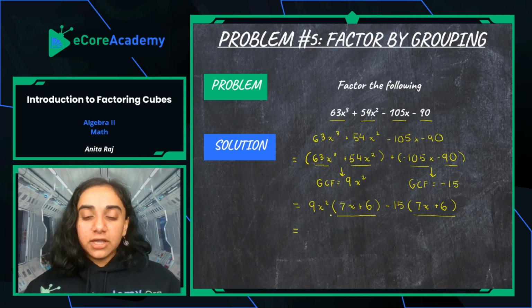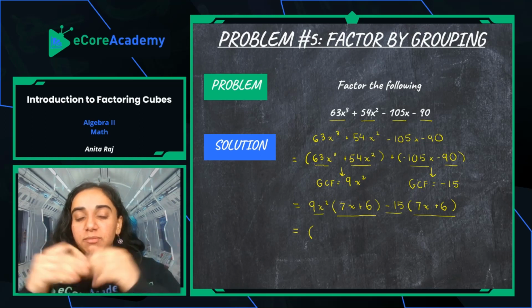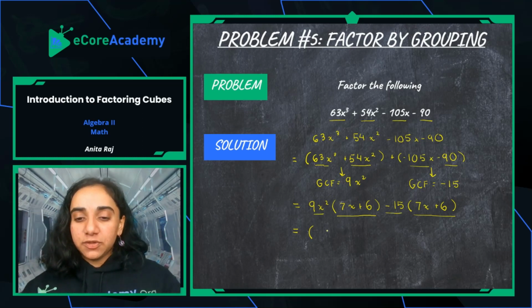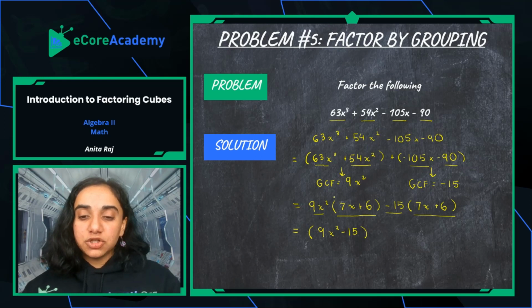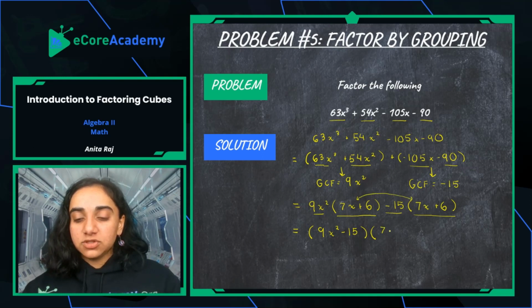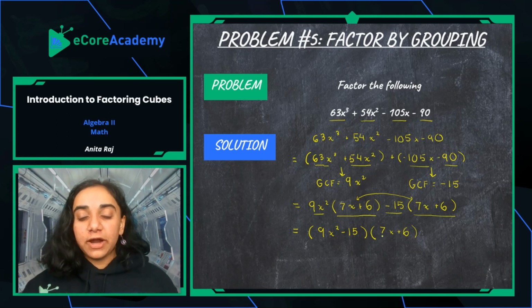Next thing we're going to do is we're going to end up having two sets of factors, so two different parentheses. In our first set of parentheses, we're actually going to take these two GCFs and mush them together. So I'm going to put the 9x squared here first, and then I'm going to add the negative 15, and that is going to be our first set of parentheses. So I'm mushing these two together. Then we're going to put the set of parentheses that were identical to each other. So I'm just going to write one of them, so 7x plus 6. And here, this would be our final answer.